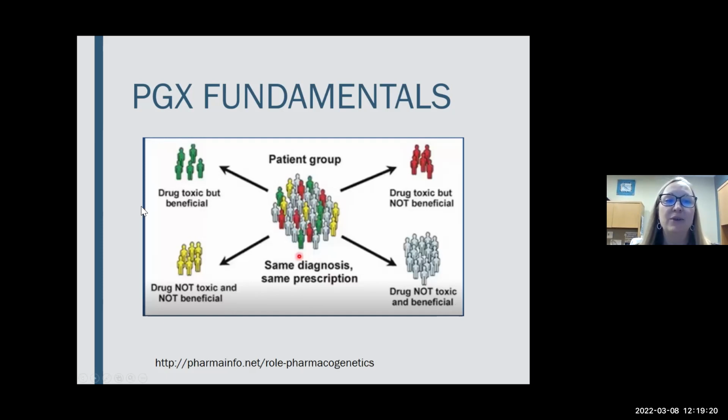We have patients who get side effects to medicines, but they are beneficial. So how do we manage that? What we're doing here is evaluating if enzyme variants or SNPs can hopefully get us more towards here, or maybe here at lower doses.